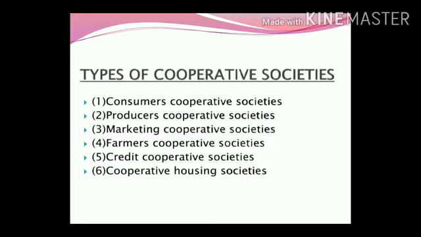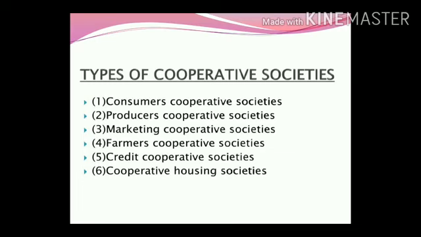Cooperative societies are set up in different fields to promote economic well-being of different sections of the society. So, according to the needs of the people, we find different types of cooperative societies in India. Some of the important cooperative societies are Consumers Cooperative Societies, Producers Cooperative Societies, Marketing Cooperative Societies, Farmers Cooperative Societies, Credit Cooperative Societies, and Cooperative Housing Societies. Now, let's discuss about these different types of cooperative societies in detail.